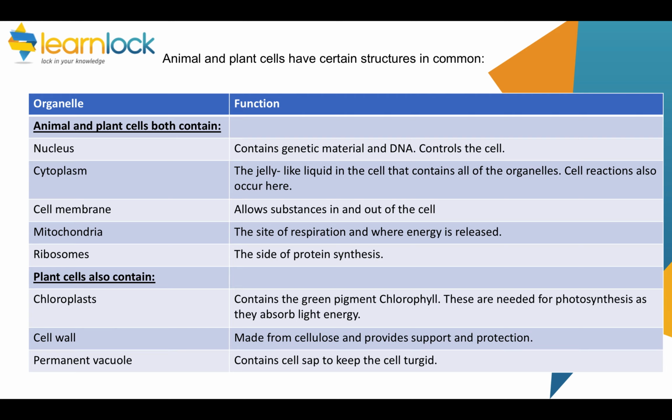Plant cells also have chloroplasts, and they contain a chemical called chlorophyll, which is green, and that traps light for photosynthesis. Plant cells also have a cell wall, which is made of cellulose and provides protection and support to the plant, and they have a vacuole in the middle, and that keeps the shape of the cell and keeps it turgid, because it contains a liquid called cell sap.